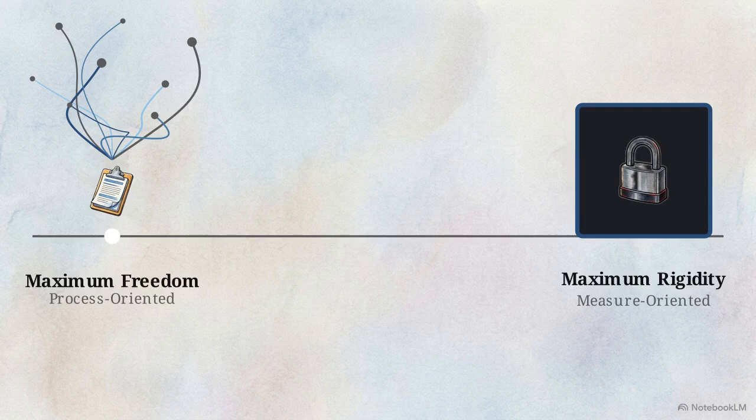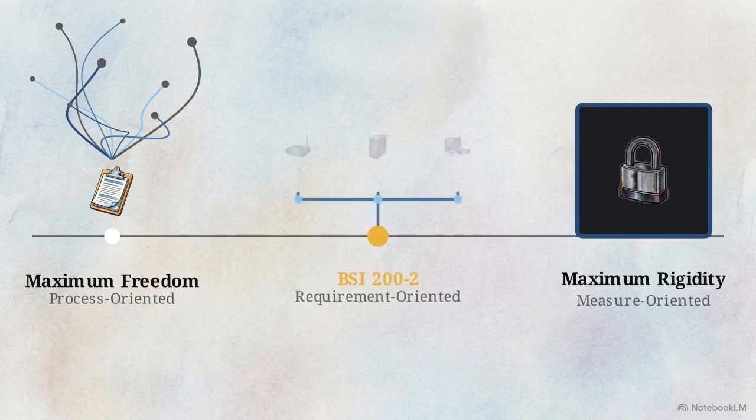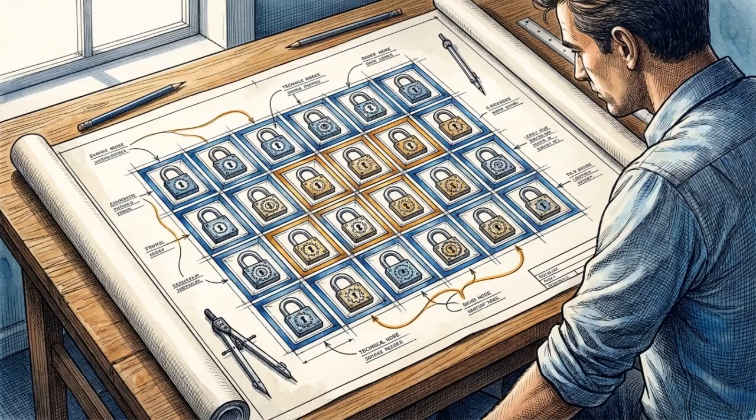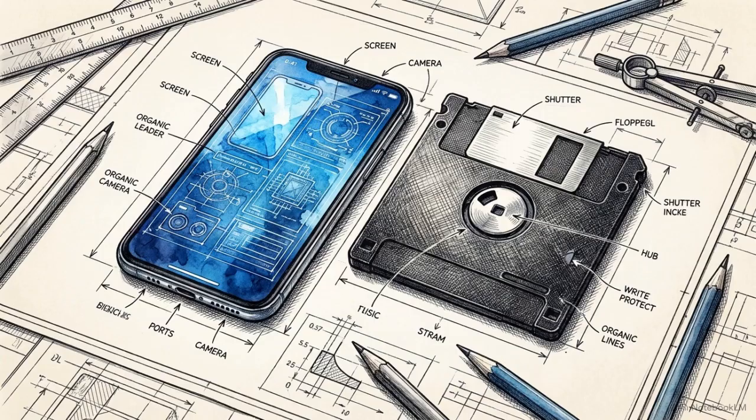The modernized BSI 200-2 compendium sits squarely in the center. It is requirement-oriented. It prescribes exactly what must be achieved, demanding specific security outcomes while letting the architect freely choose the modern tooling to get there. This paradigm shift gives engineers an auditable blueprint of requirements without locking the organization into specific, potentially obsolete technology.